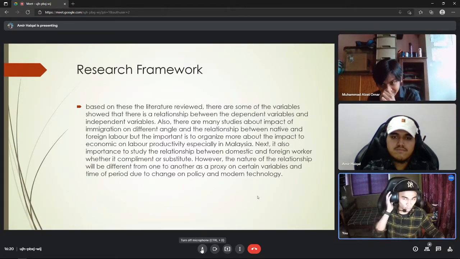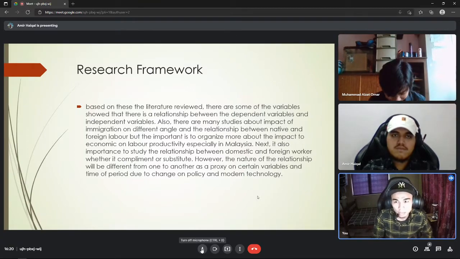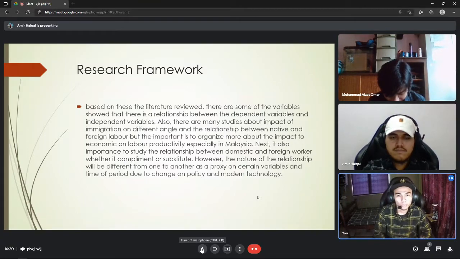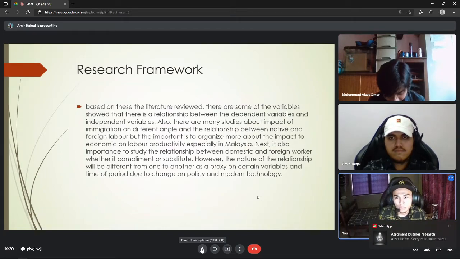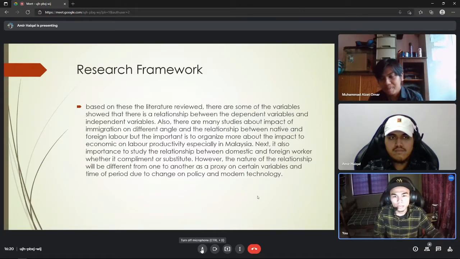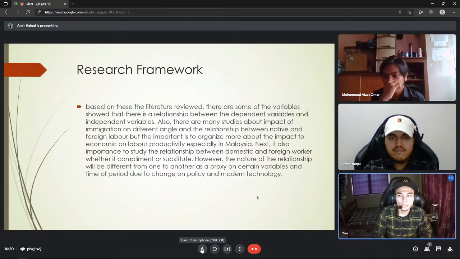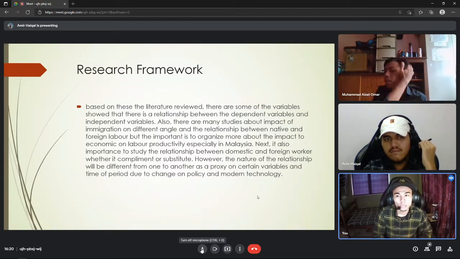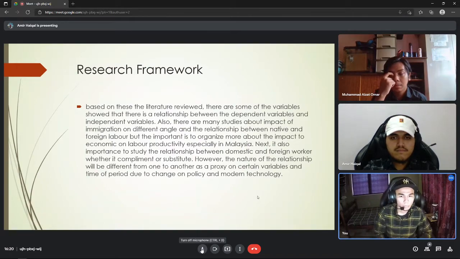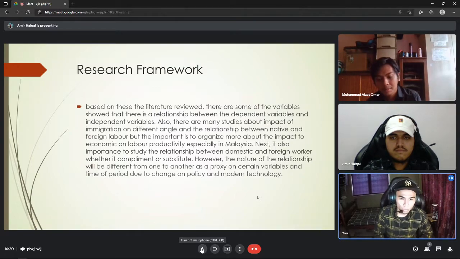Thank you, Aizat. So, our research framework is based on the literature review. There are some variables that show a relationship between the dependent variable and the independent variable. Also, there are many studies about the impact of immigration from different angles and the relationship between native and foreign labor. But the important thing is to explore more about the economic impact on labor productivity, especially in Malaysia. Next, it's also important to study the relationship between domestic and foreign workers, whether they complement or substitute.